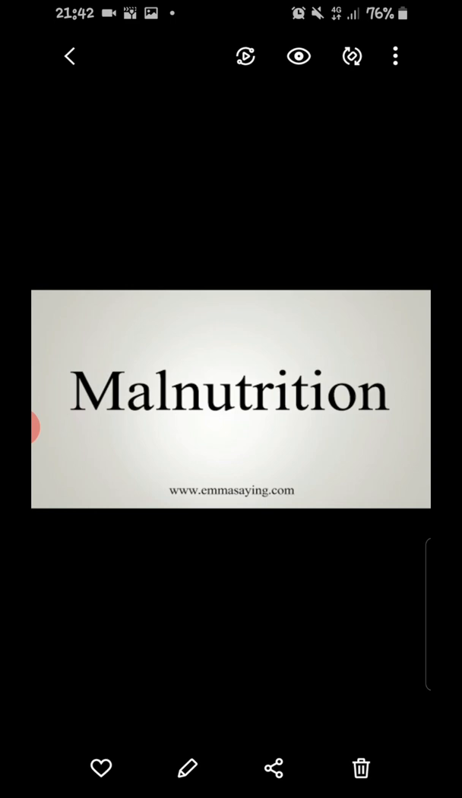Malnutrition is a condition in which a person is not getting the right amount of nutrients, and it ultimately leads to deficiency, that is the shortage of nutrients, and it causes the diseases which are caused due to the deficiency of the nutrients. And the diseases which are caused by this kind of shortage of nutrients are known as deficiency diseases.